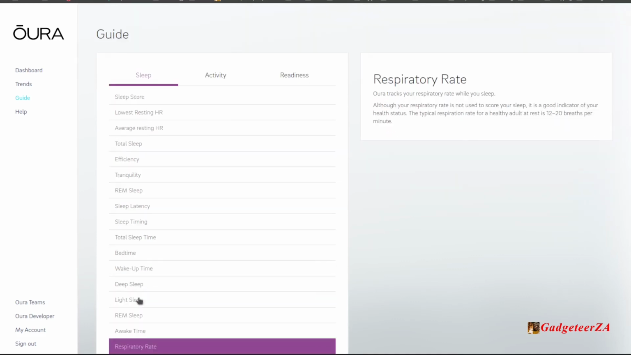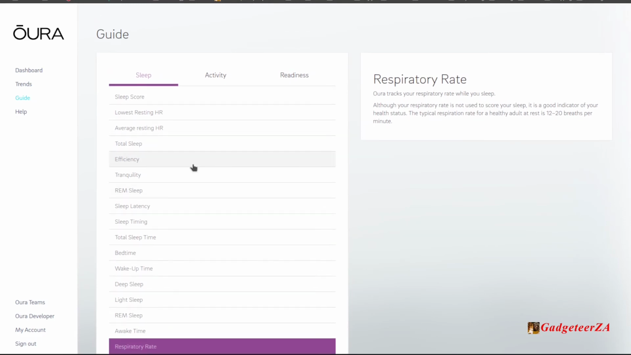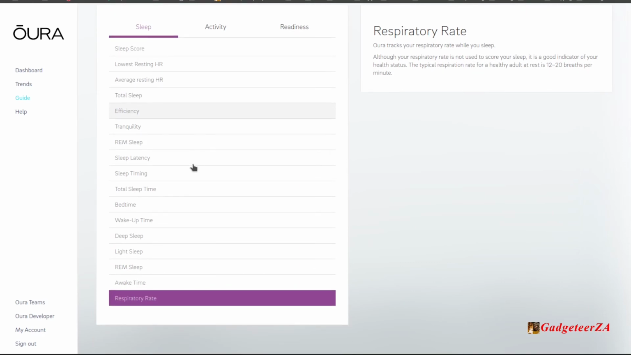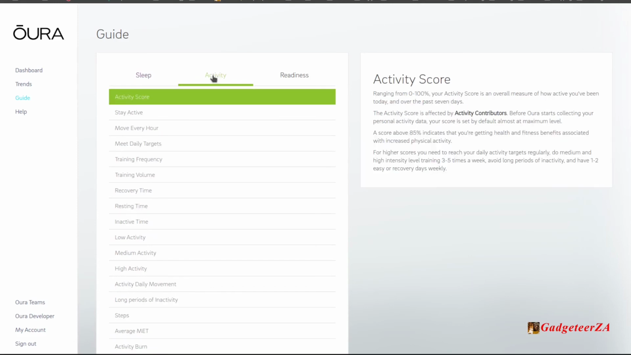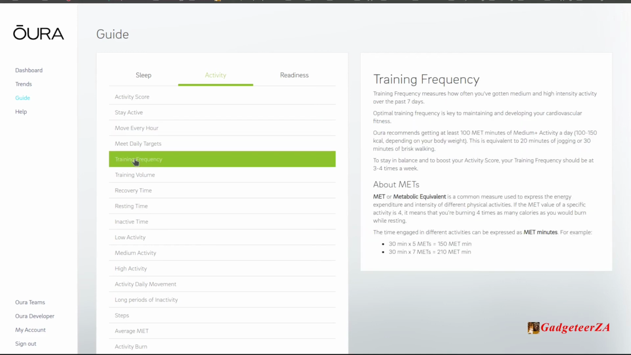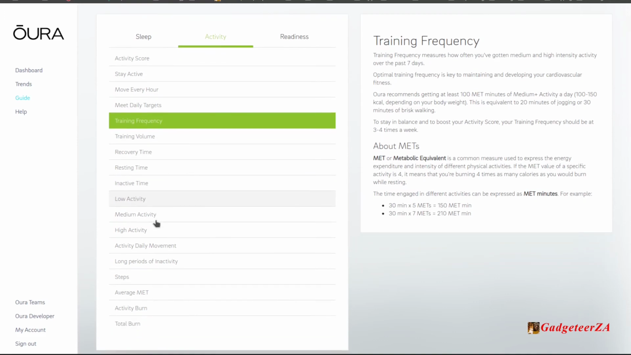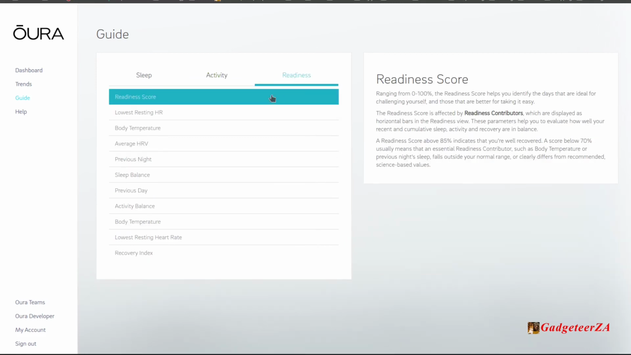Things like the respiratory rate, why is it important? I think temperature was on here somewhere. Where's temperature? I'm not finding temperature. I think it's under somewhere else maybe. And then under activity, you can see why is move every hour important? Training frequency, what is it? So again, if you're in doubt as to what it is on that graph, you could come to this guide and have a look and see why it's important, or why you would want to consider it.